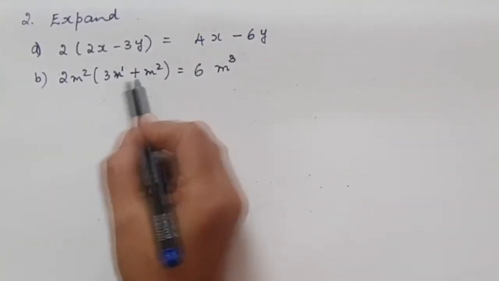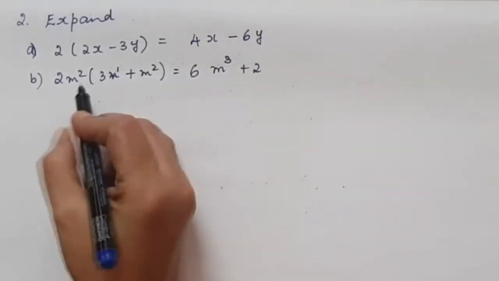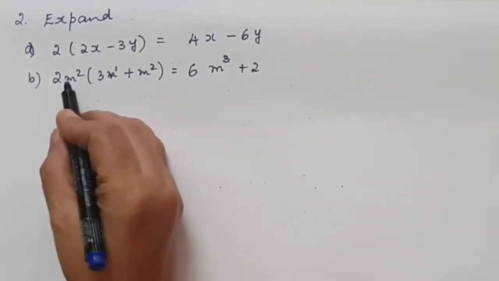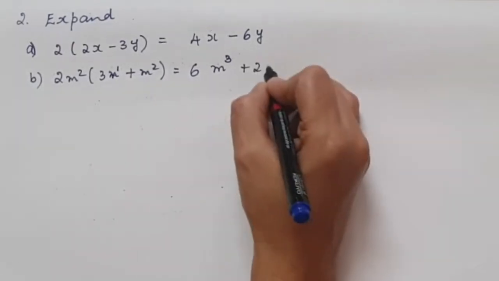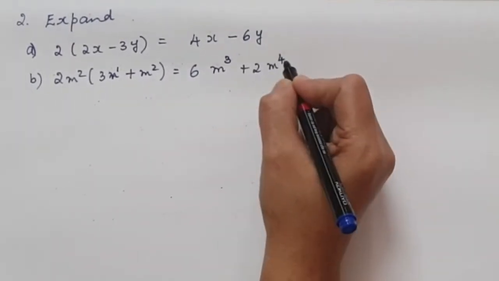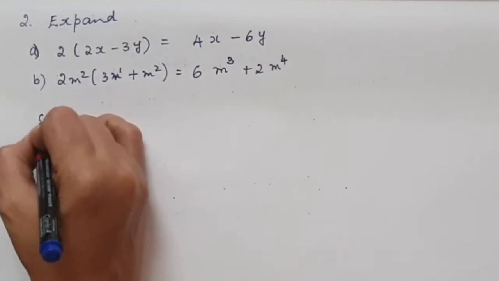Now here, there is no number, so we write the 2. And it is m squared and m squared. So when you multiply, you add the powers. 2 plus 2 is 4. So it will be m to the power of 4. Now the C part.